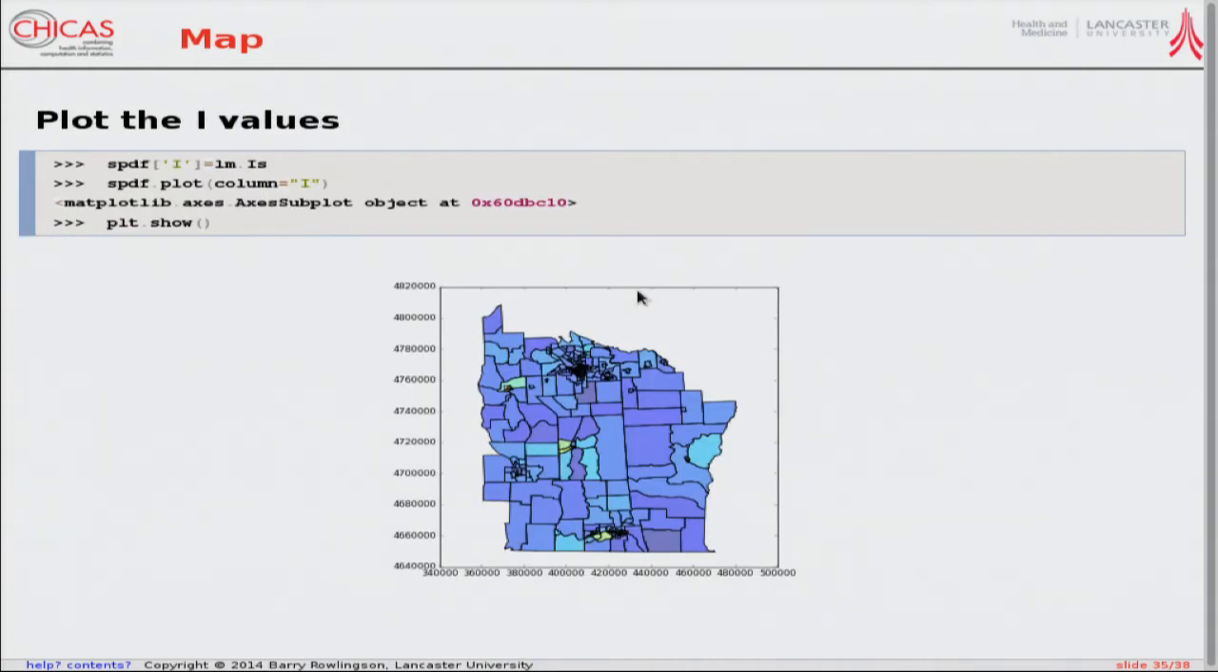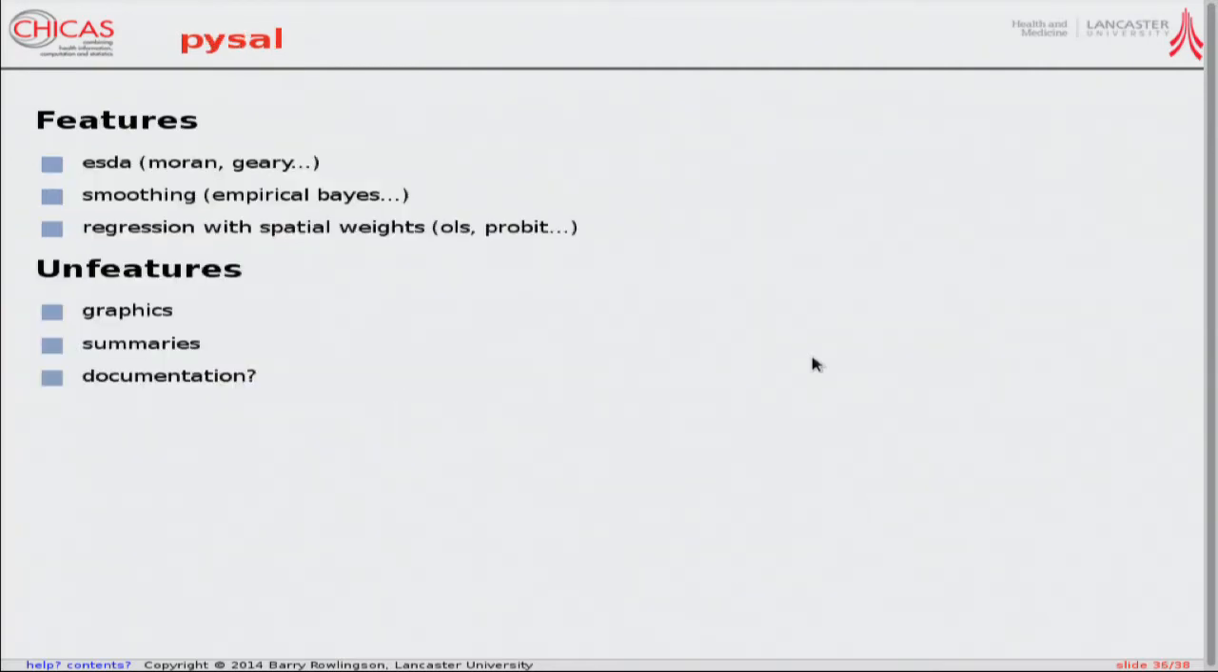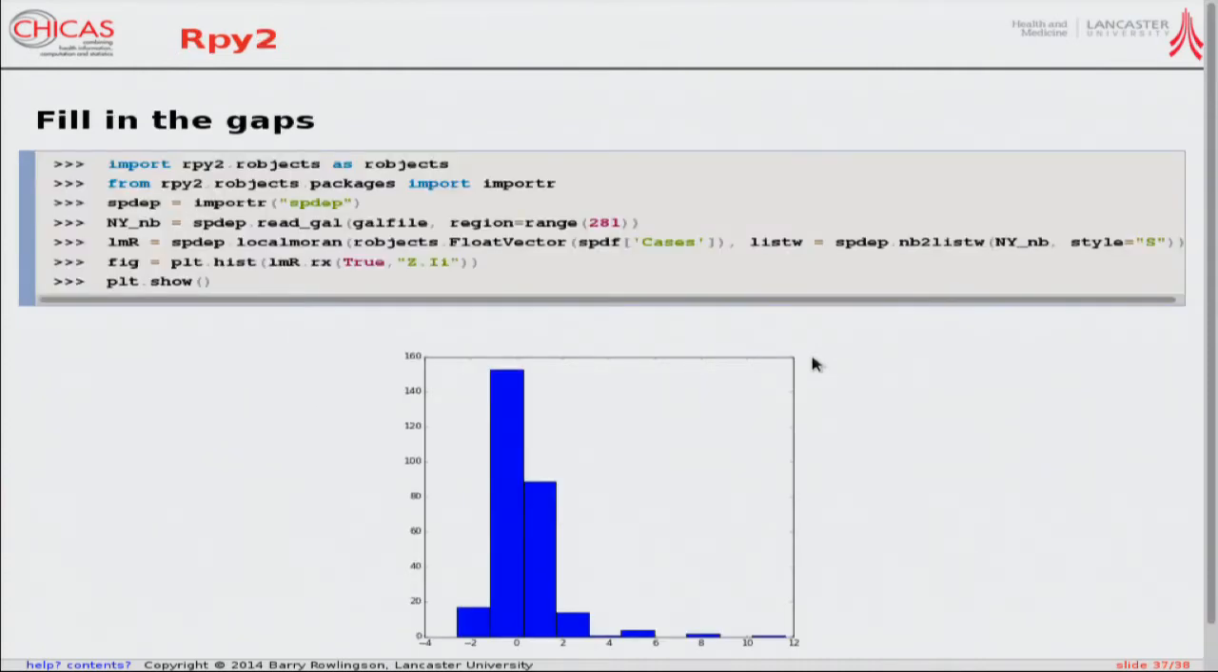And then you can add them onto your GeoPandas and plot them and get maps which look a bit like the ones in the ASDAR book. And it does also the smoothing, like the empirical Bayes stuff, and it does spatial regression. Doesn't really have any graphics or any summaries or very good documentation. And that's fairly common with a lot of this spatial stuff that I kind of discovered in Python. So got to fill in the gaps somehow.